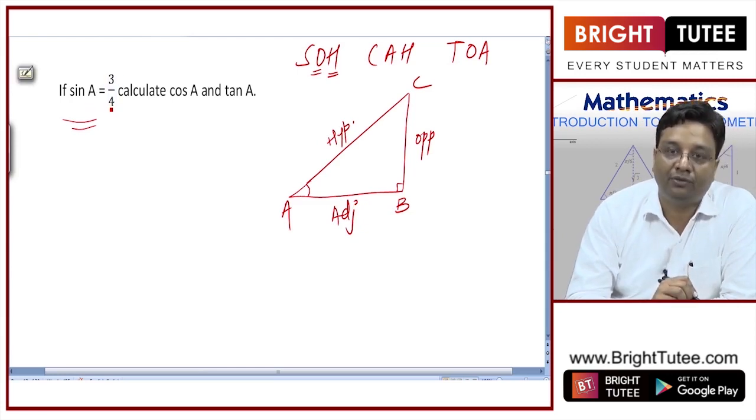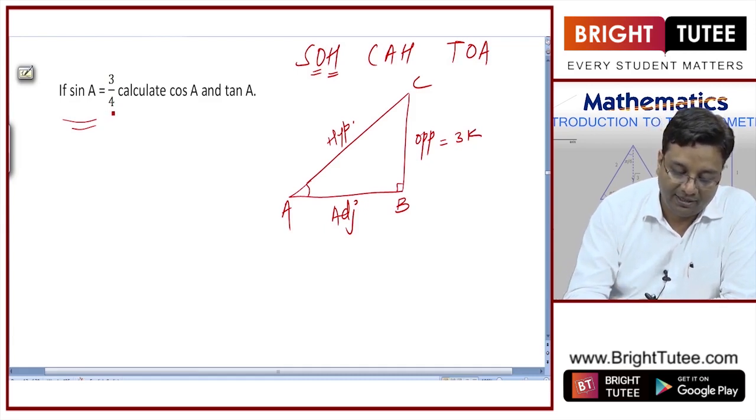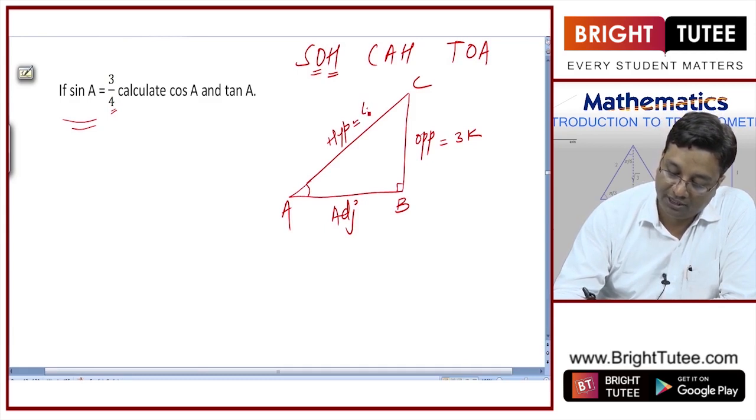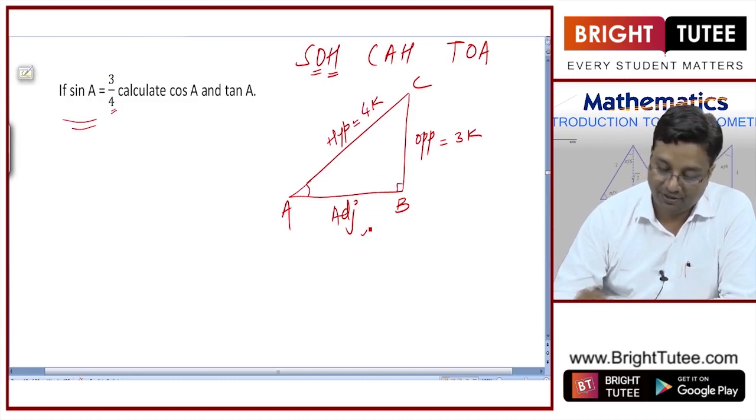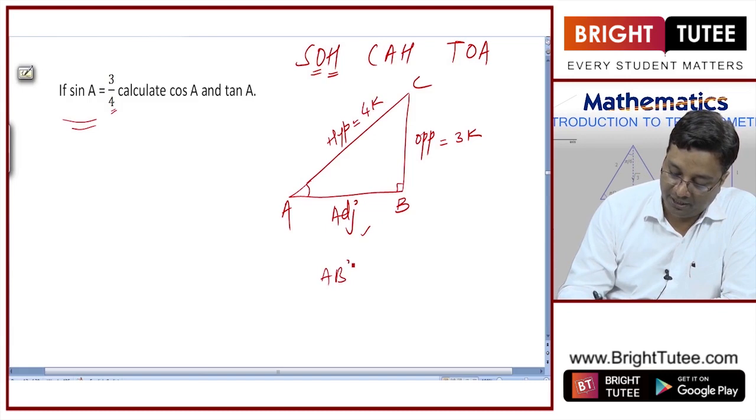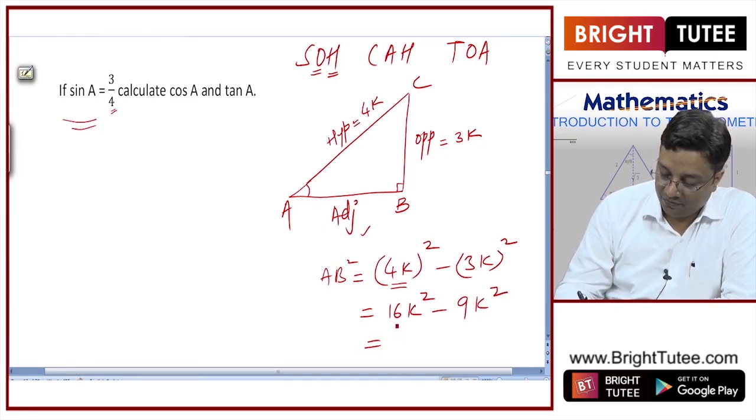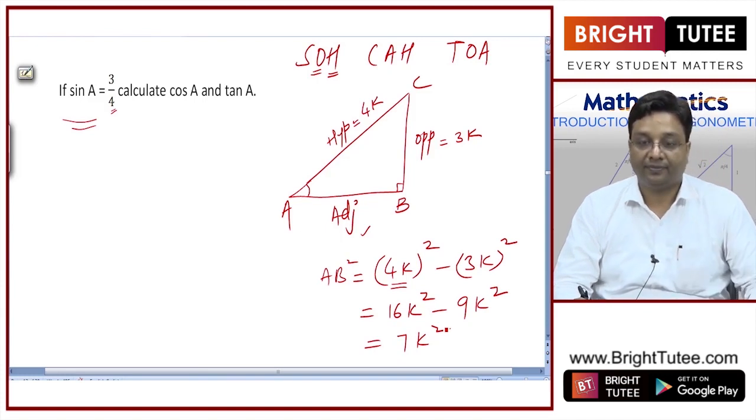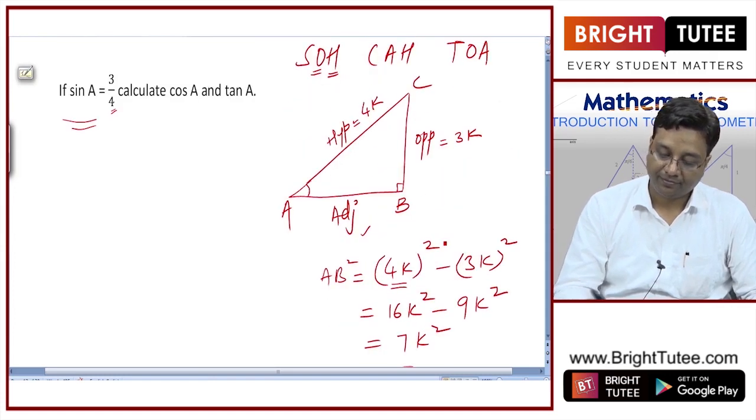Sine of A is given as 3 by 4. So let's take this opposite side as 3k, and let's take this hypotenuse as 4k, right? So what will be the adjacent side here? Let's apply Pythagoras theorem. So AB square will be equal to the hypotenuse square minus the opposite side squared, which is equal to 16k square minus 9k square, which is equal to 7k square, right? So side AB is equal to root 7 into k.